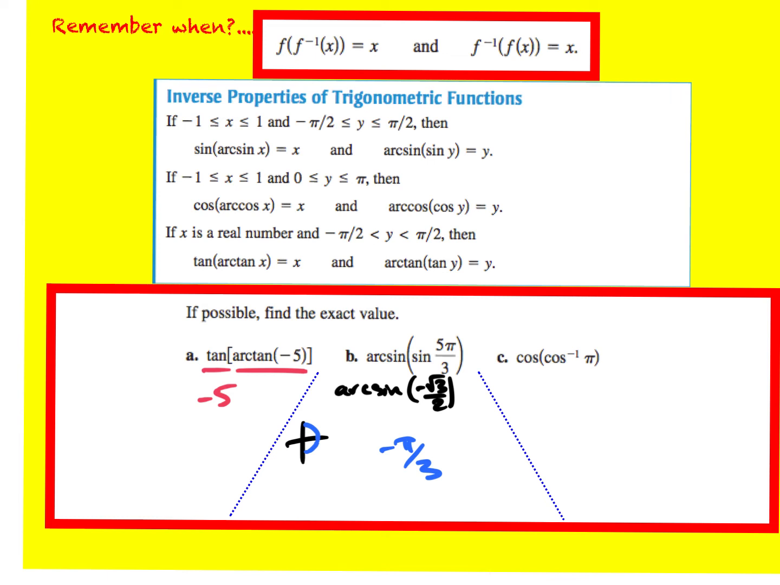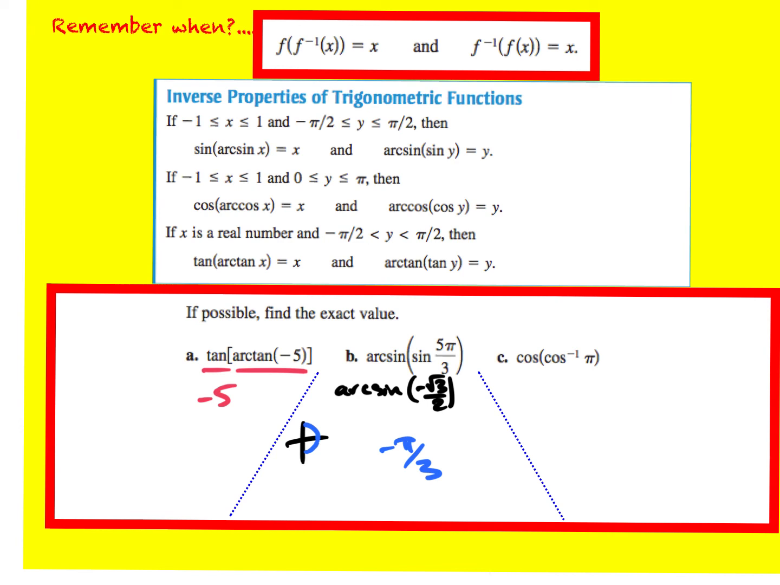Now, arc sine of 5 pi over 3, if you just cancel them out, you get 5 pi over 3, true? However, you have to remember that arc sine is only in between what? Negative pi over 2 to pi over 2. So you can't think of it as 5 pi over 3 because it fails the test. It fails the vertical and horizontal.